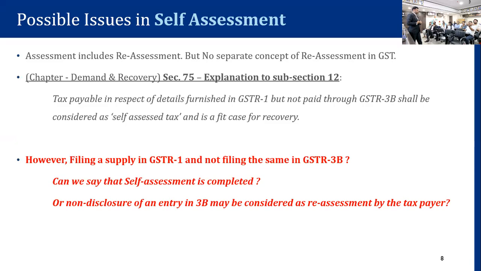लेकिन अगर लॉ में इस तरह का है तो हमको रीअसेसमेंट का इस तरह का लीगल प्रोविजन कहाँ है? है ना सर, सेल्फ असेसमेंट. This is a self explanation to subsection 12 of 75 says that this is the self assessed tax. R1 more, 3B less is self assessed tax. And self assessment, तो which one is correct? Self assessment includes reassessment. Self assessment is including of reassessment.